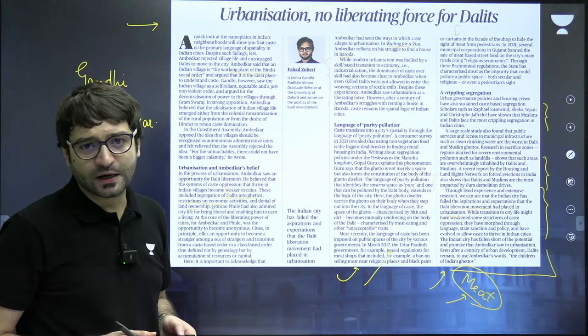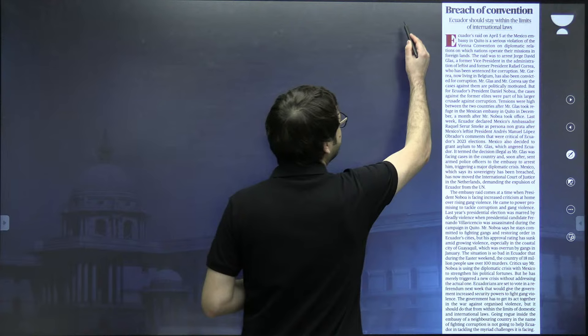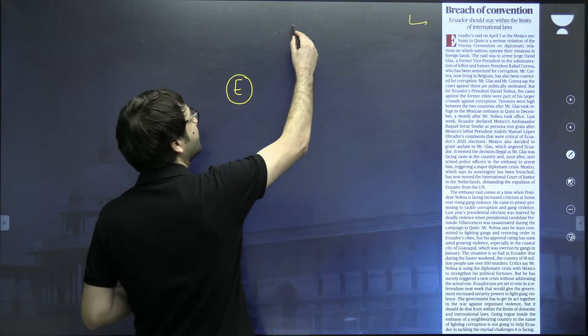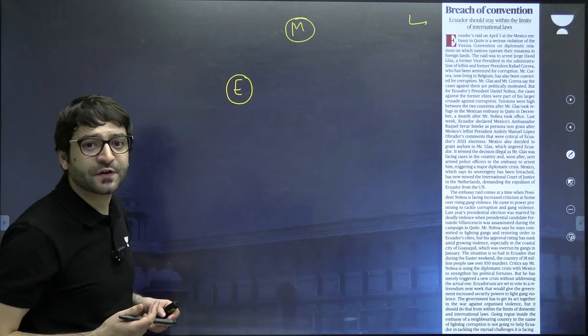Let's look at something else: breach of convention. There is a South American country, Ecuador, and there is a North American country, Mexico. On the left side, you will see the Pacific Ocean. This can be important for your map-based questions.